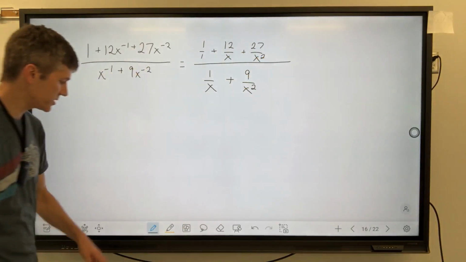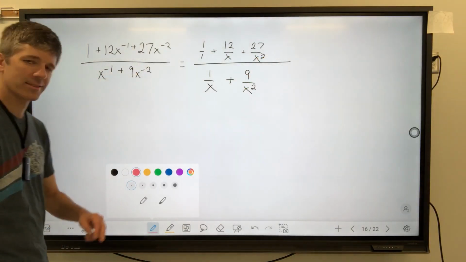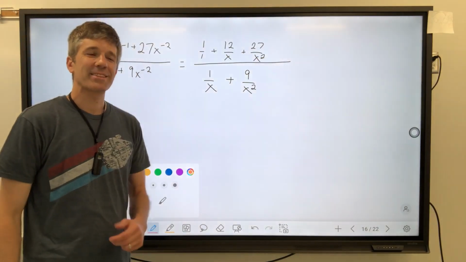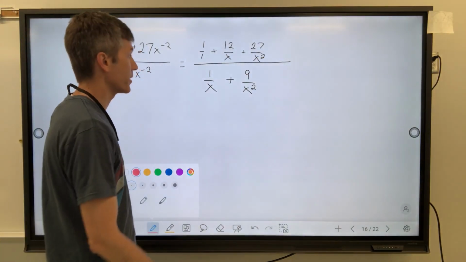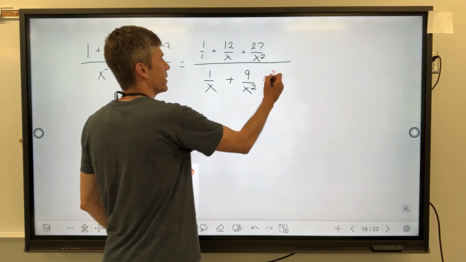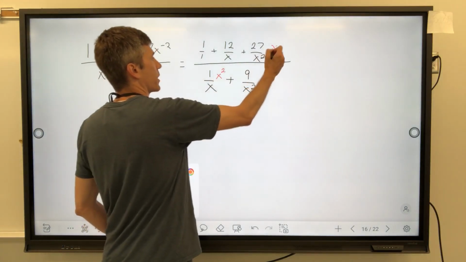All right. GCF. That's the wrong phrase. Sorry. LCM. Least common multiple, least common denominator, LCD, would be x squared. Everything gets multiplied by x squared.